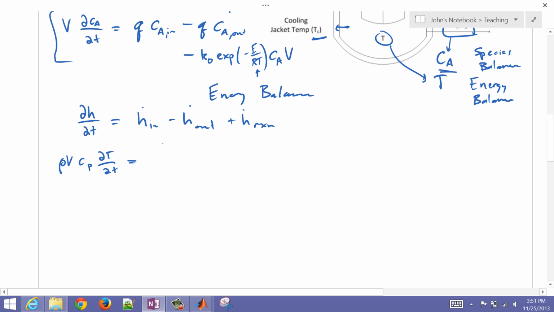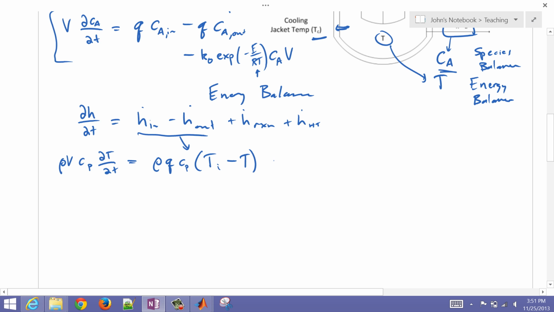And then I'm just going to go ahead and start writing this in terms of temperature. I have rho c sub p times the volumetric flow, and then I have my temperature coming into the reactor minus the temperature leaving the reactor. So that's just a combination of these two. Actually, there's one other one. This is going to be the delta H of the, I'll put heat transfer here, the heat transfer between the jacket and the reactor.